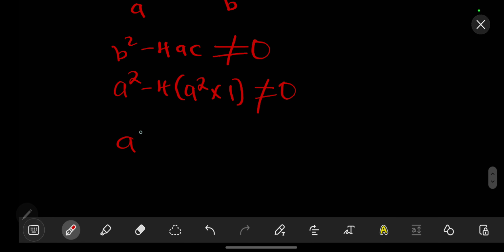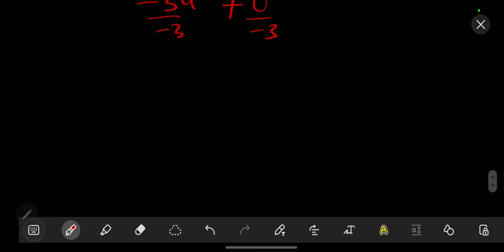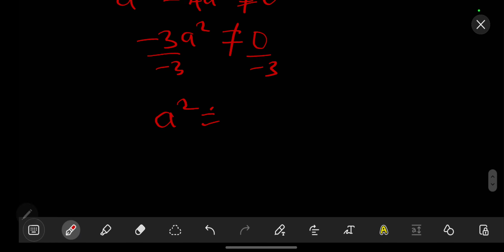So we are going to have our a squared, then minus our 4 times a squared times 1, it will be 4a squared, should not be equal to 0, like that. After doing that, we end up with a squared minus 4a squared, it will be negative 3a squared, should not be equal to 0. We divide by negative 3, we are going to find that our a squared should not be equal to 0 divided by negative 3, it will be 0, like that. Then we find the square root, it will just be a should not be equal to 0.